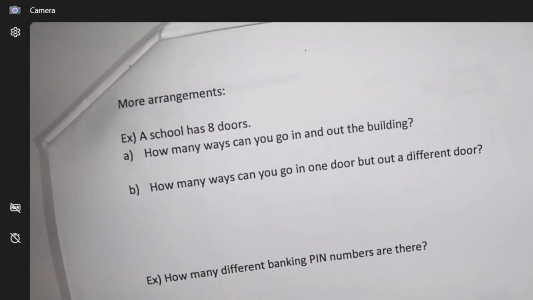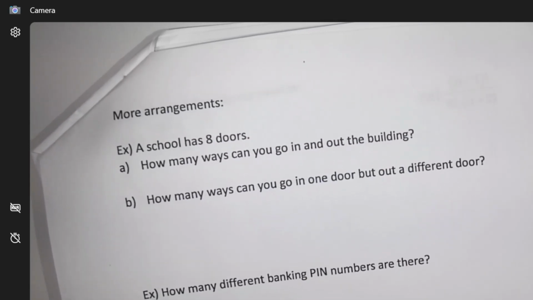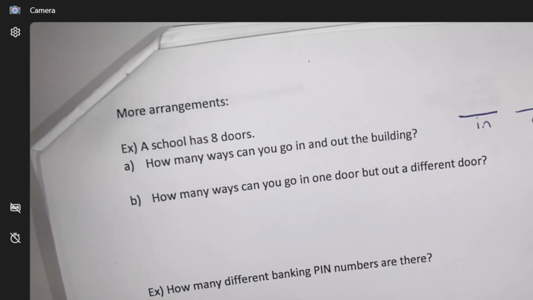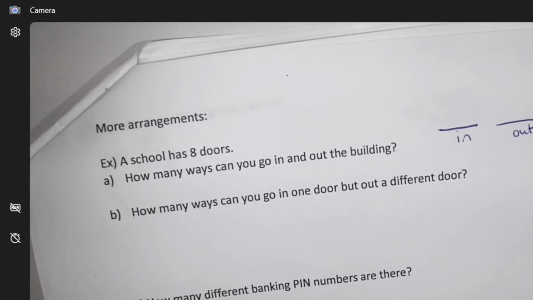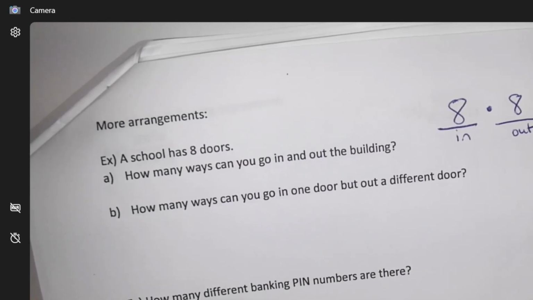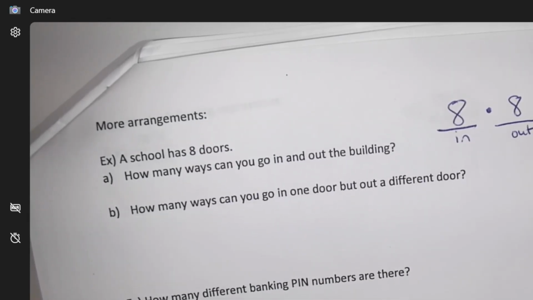Okay. A school has 8 doors to get into it. How many ways can you go into the building and out of the building? Okay, so I'm trying to go into the building. How many possible ways could I pick to go in? There's 8 options for me to go into the building. There's 8 doors. And so I'm going to multiply. How many options are there for me to go out of the building? Also 8. I can go out any door. So there'd be 64 different ways I could do that.